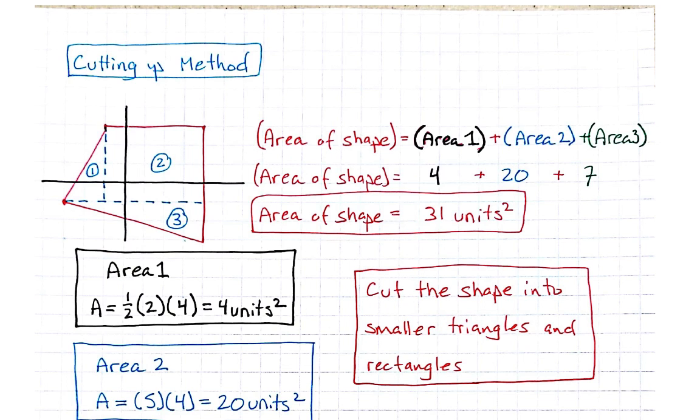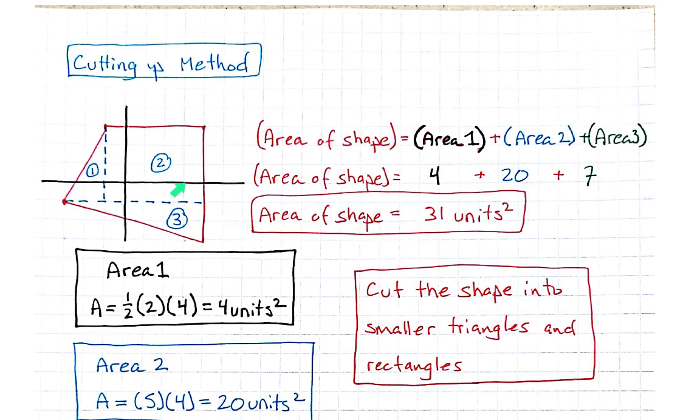All right, next we have the cutting up method. So here's another sort of oddball shape that doesn't have a simple formula, but what we're going to do is cut it up into several smaller shapes, in this case 2 triangles and a rectangle that we can easily find the areas of. So the area of the overall shape is the area of all the smaller shapes added up.